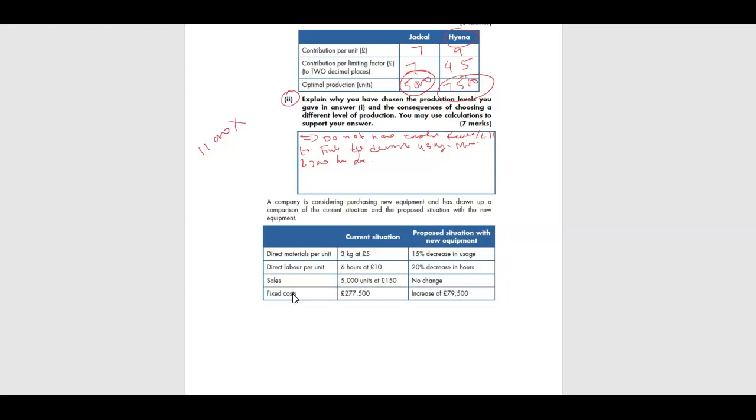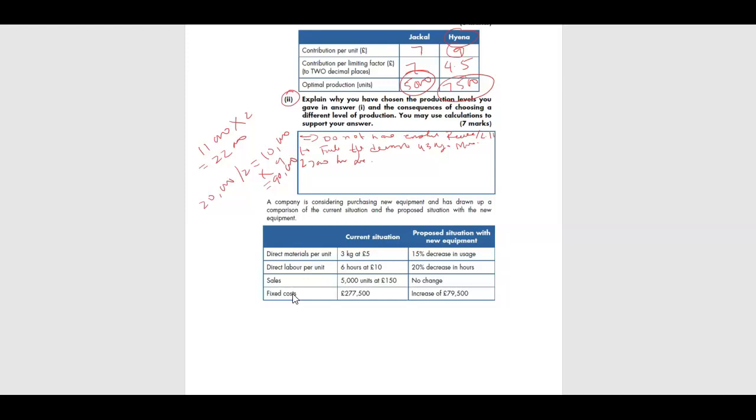If I use all 20,000 hours to make H, I can make only 10,000 units of H, and every unit will give me a contribution of 9. So that will give me a total contribution of 90,000, and I will not be able to make any J because I use all my hours to make H. On the other hand, if I make 5,000 of J and 7,500 of H, that will give me more profit. How? You can show that.